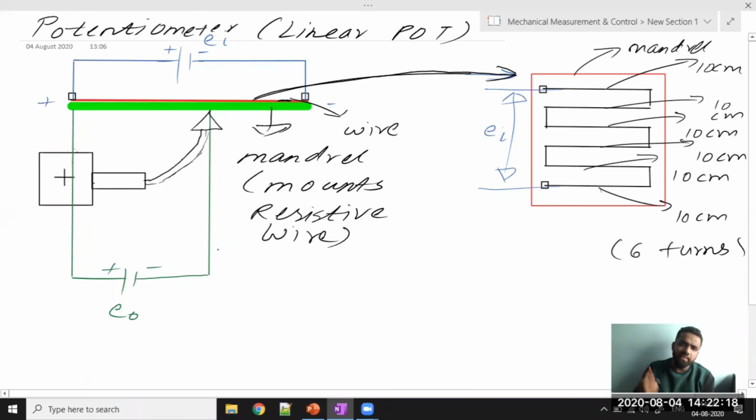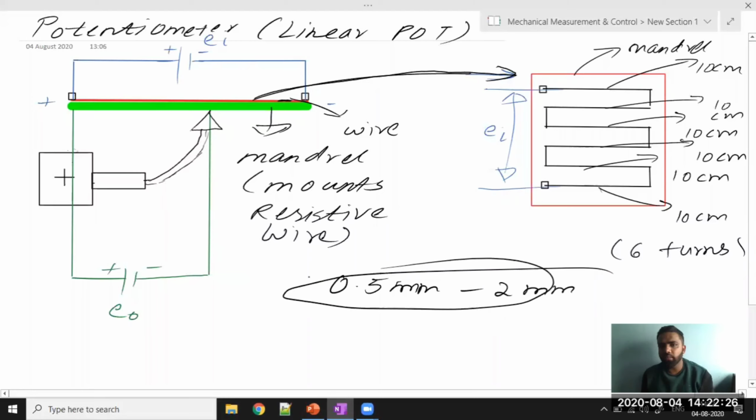Now, why do we need 6 turns? We know the stroke length for measuring the displacement is 0.5 mm to 2 mm for our purpose. So basically, even in 10 centimeter, even in 1/10 centimeter, we can cover the range, the stroke length, whatever might be the displacement. So we can easily cover the range even in one set.